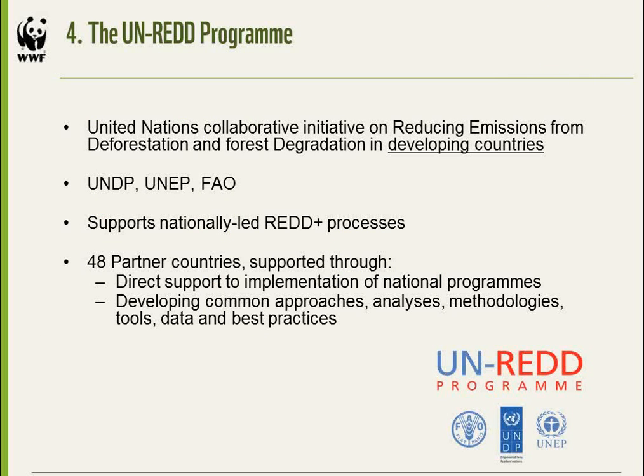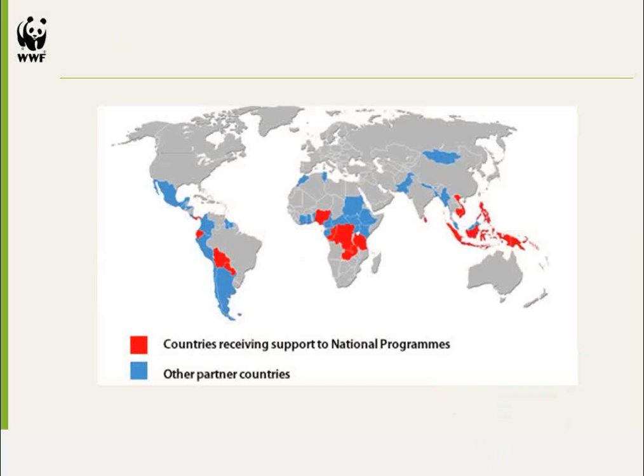So, how does the work of the UN-REDD program fit in with countries' preparations for REDD+, and in particular, in ways that help them to consider and enhance these multiple benefits? As mentioned, the UN-REDD program is one of two major multilateral initiatives that are helping countries to prepare for REDD+. It is a collaborative initiative on reducing deforestation and forest degradation in developing countries, and is comprised of three UN agencies, UNDP, UNEP, and FAO.